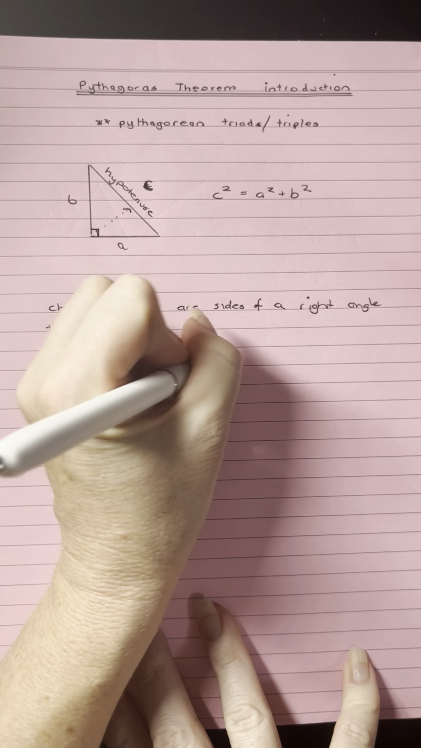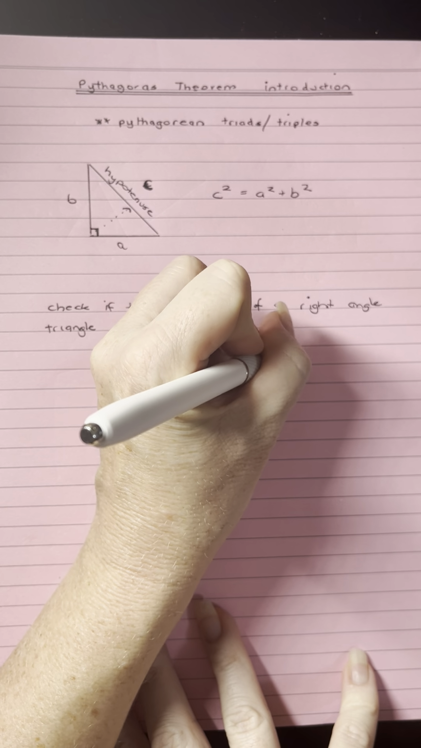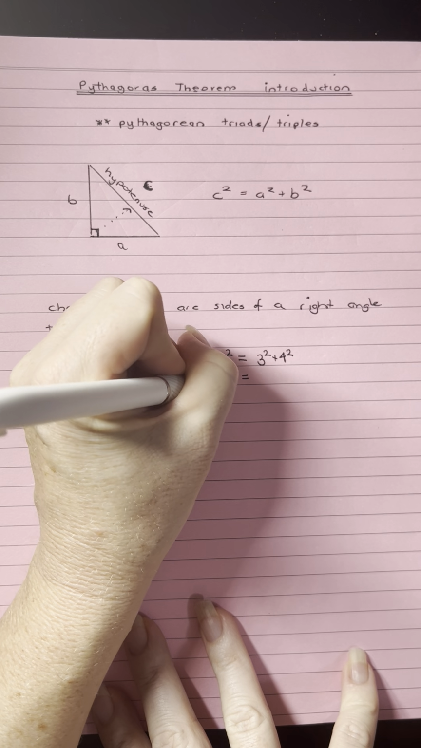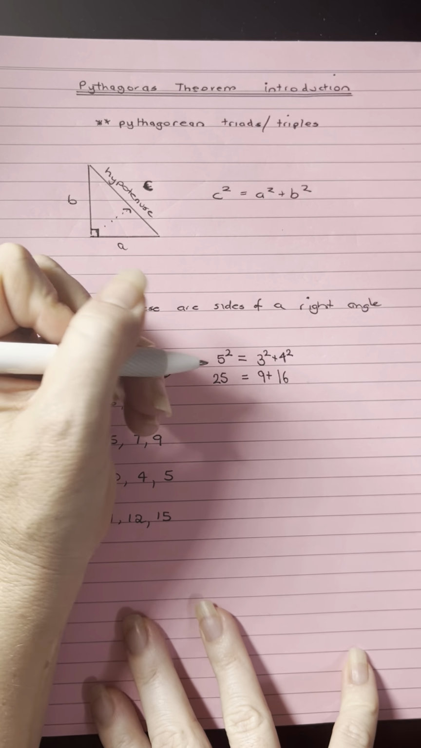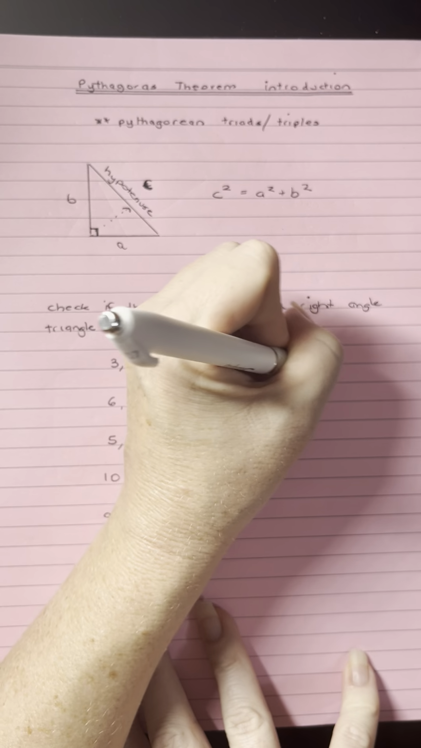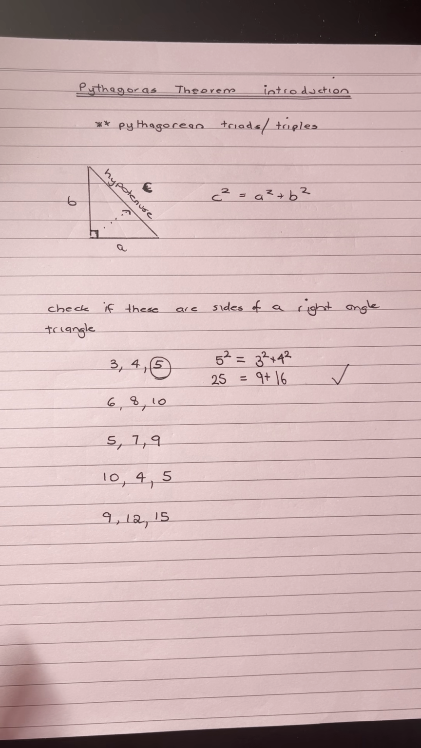So we're checking, does 5 squared equal 3 squared plus 4 squared? Now, we know 5 squared is 25, we know 3 squared is 9, and 4 squared is 16, and 9 plus 16 is equal to 25. So yes, that one is a right angle triangle.